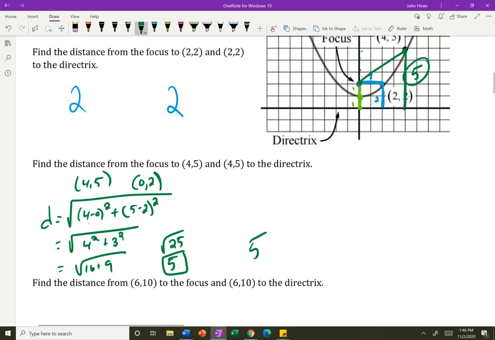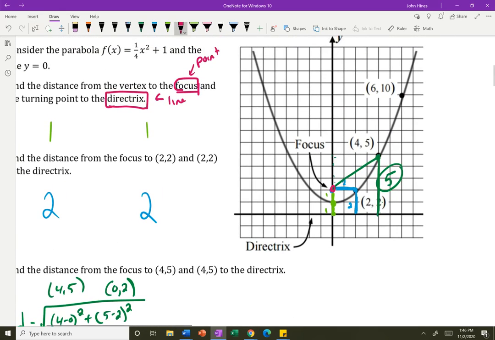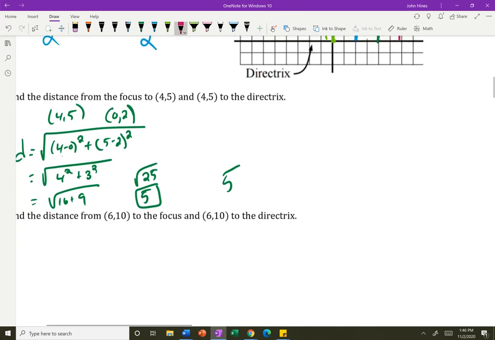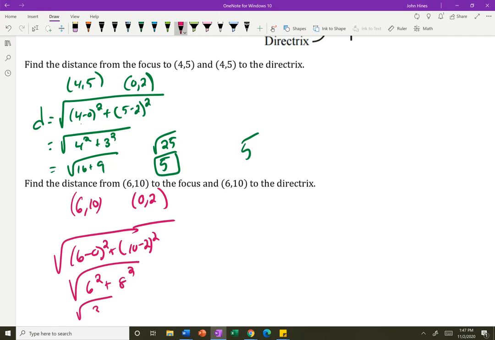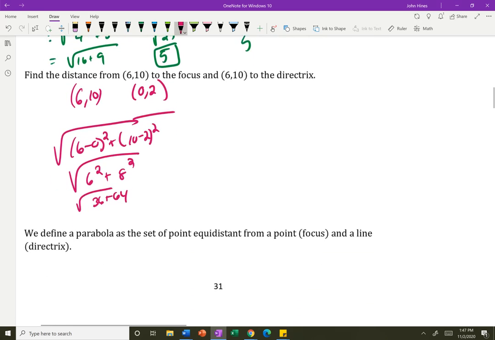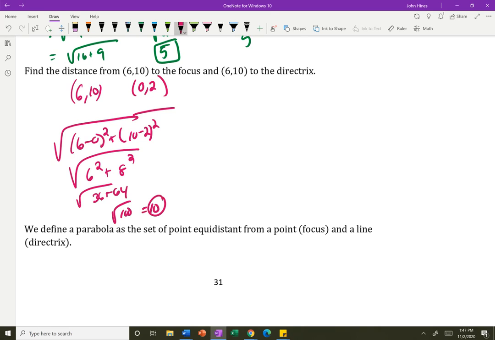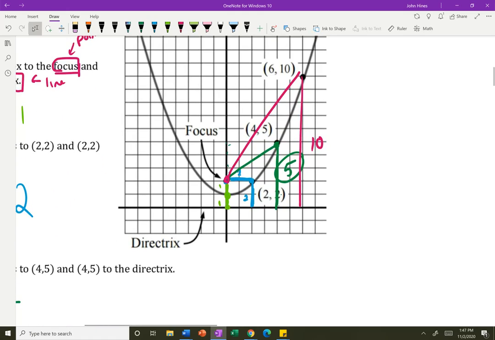Find the distance from 6, 10 to the focus. So the focus all the way up to 6, 10 and 6, 10 down. So 1, 2, 3, 4, 5, 6, 7, 8, 9, 10. Well, that's 10. If I was to take a guess, hopefully you think the guess is going to be 10. If I go from 6, 10 back to the focus there, well, the distance is subtract your x's squared plus subtract your y's squared. Subtract your x's, subtract your y's. 6 squared plus 8 squared, 36 plus 64, get the square root of 100, which is 10. Which we're not surprised about because it's 10.